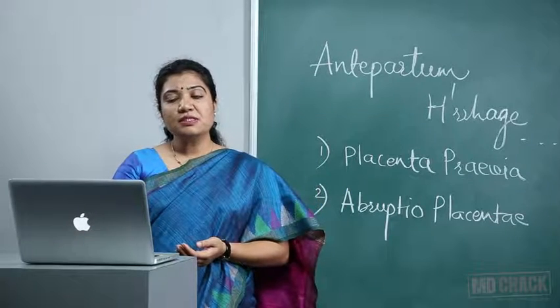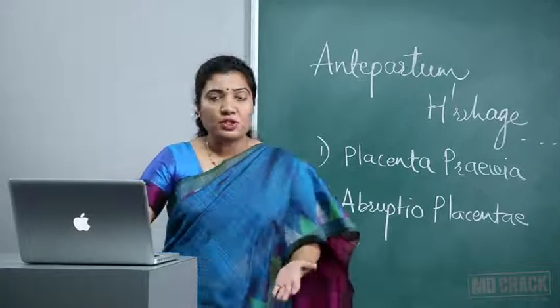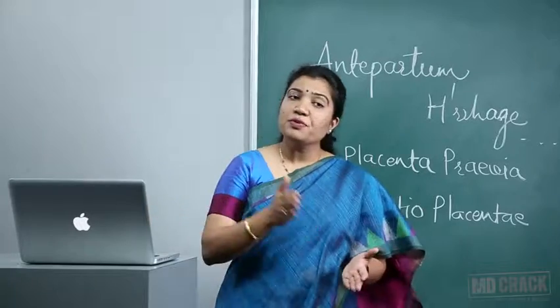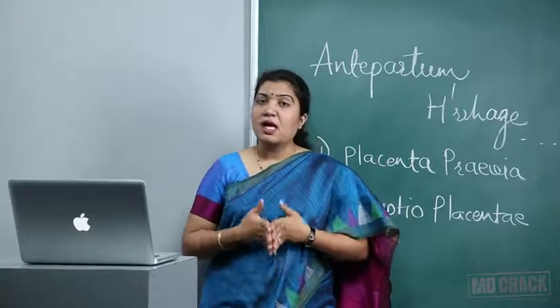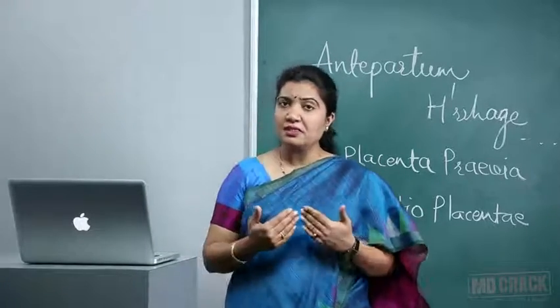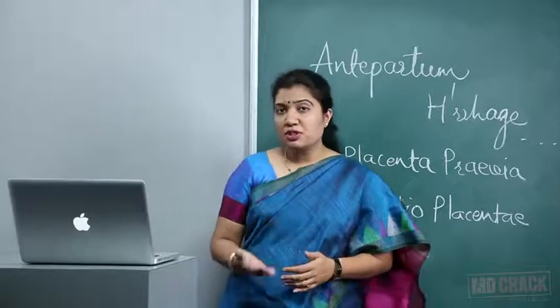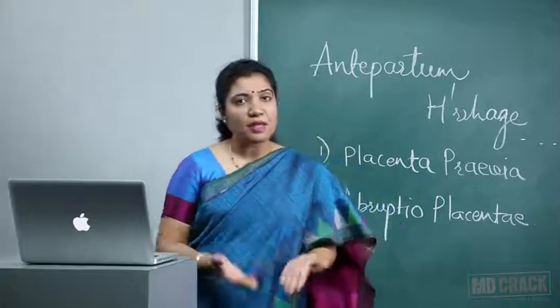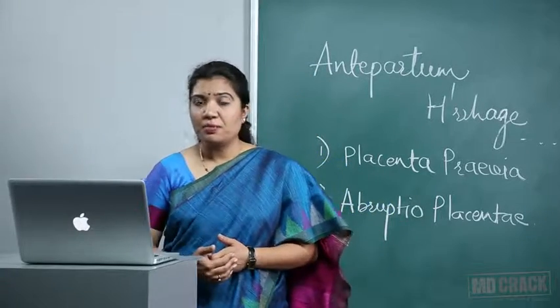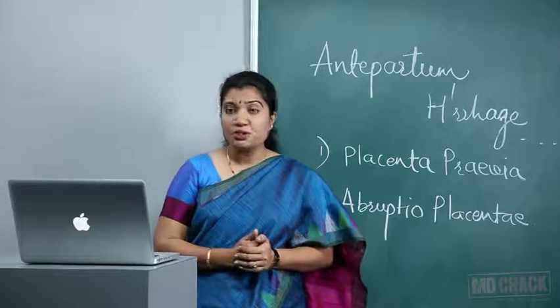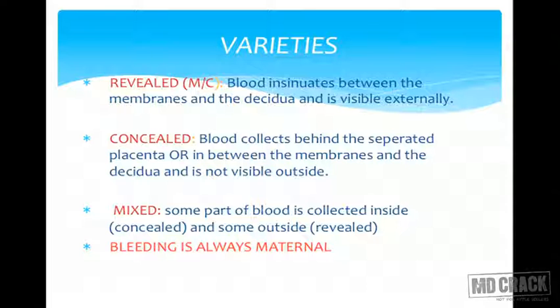Abruptio Placentae is premature separation of the placenta even before labor starts, and this has different varieties. Again, it's a very dreadful cause of antepartum hemorrhage. The patient can be lost, the baby can be lost, because of antepartum hemorrhage, with Abruptio Placentae as a major cause. So let's see the varieties.